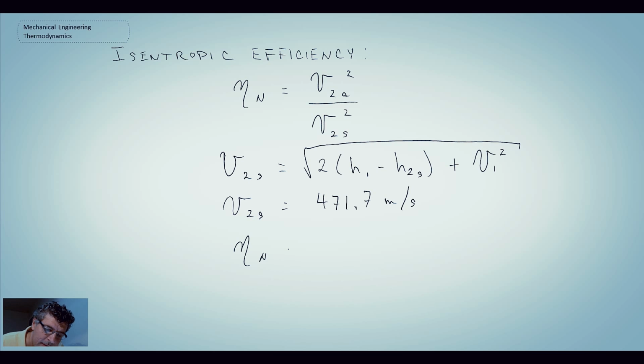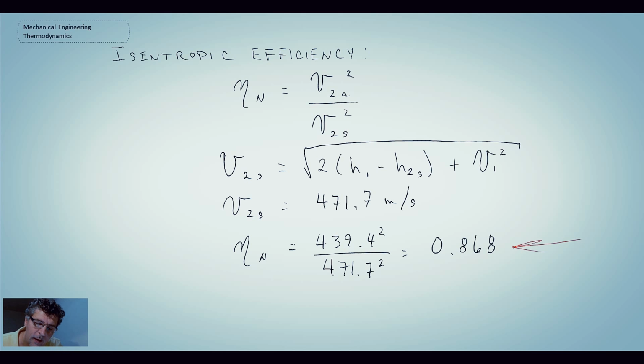Consequently, we can evaluate the adiabatic efficiency as 0.868. So that answers the first and second part of the problem. I'm now going to go on, and in the next segment what I'll do is I'll cover the third part, which is the exergy destroyed.